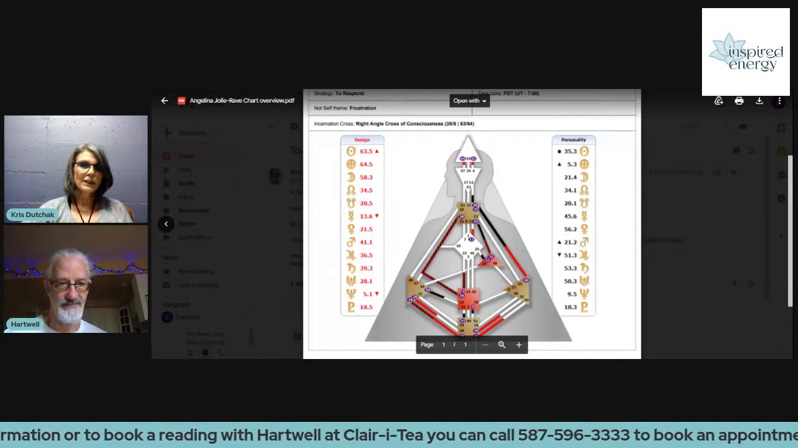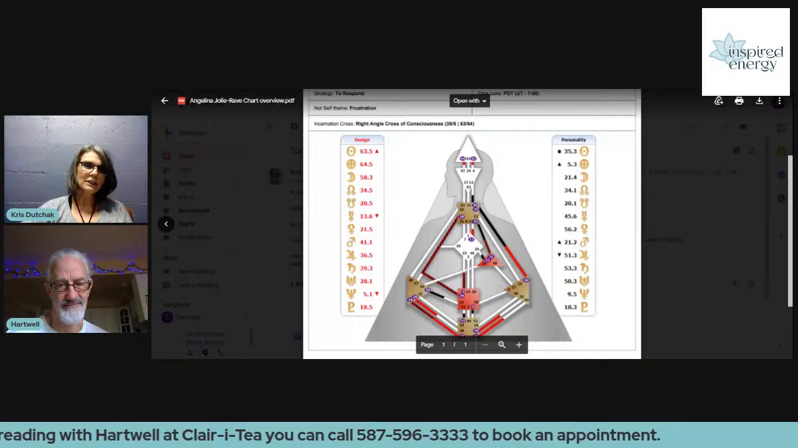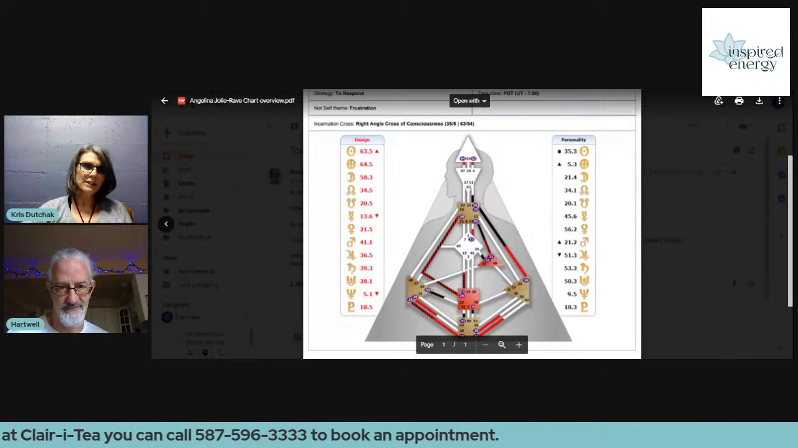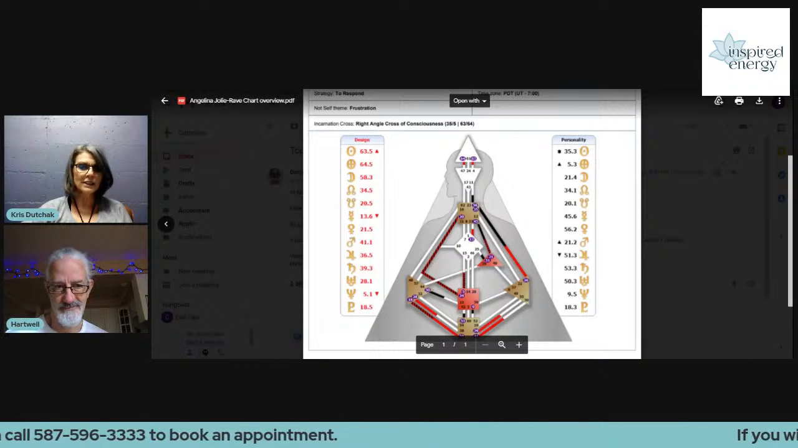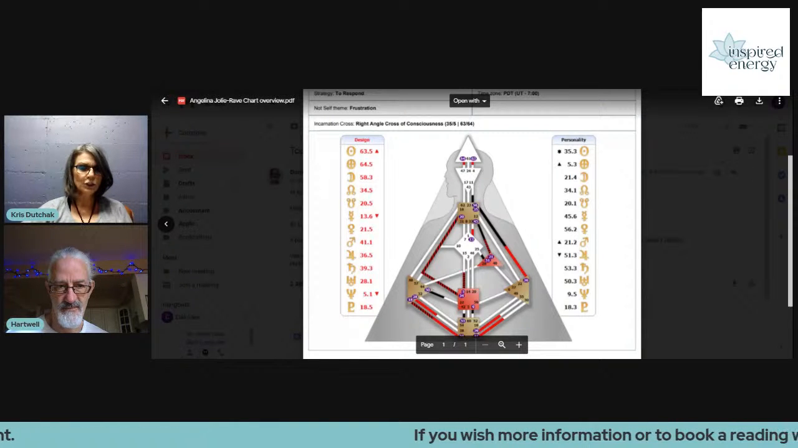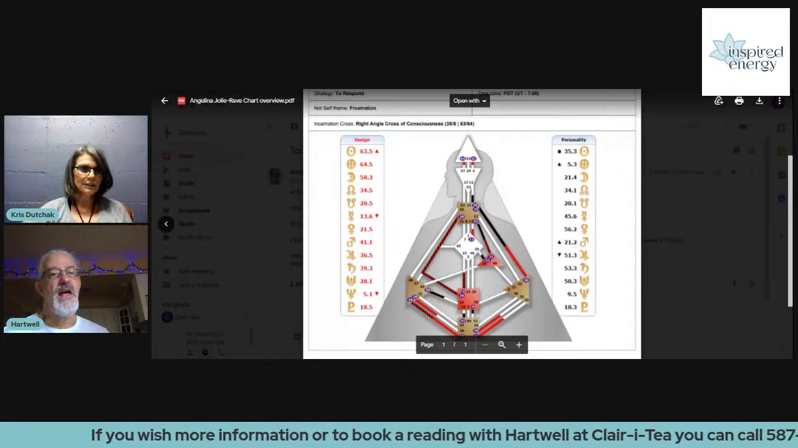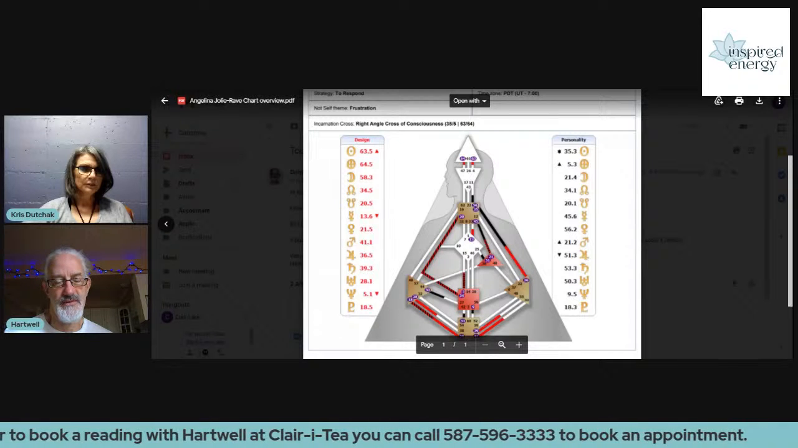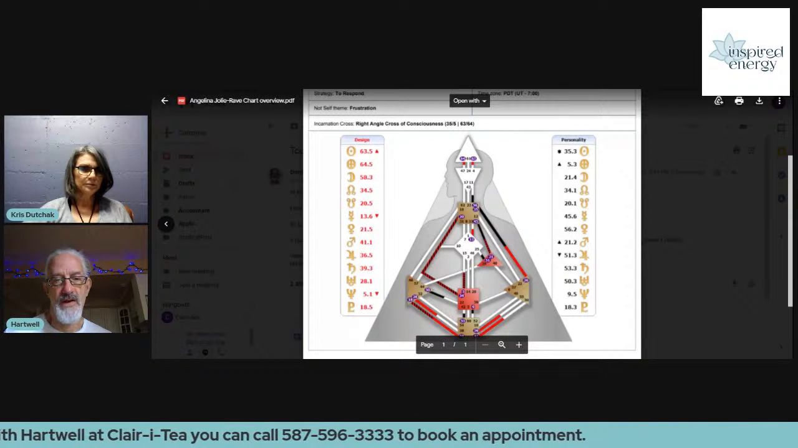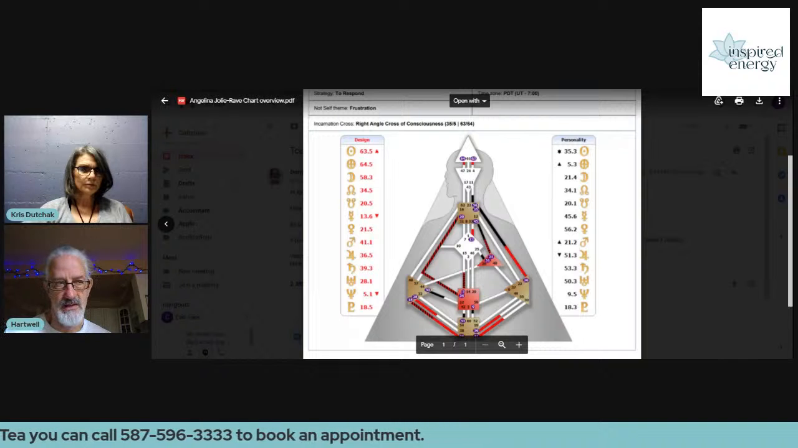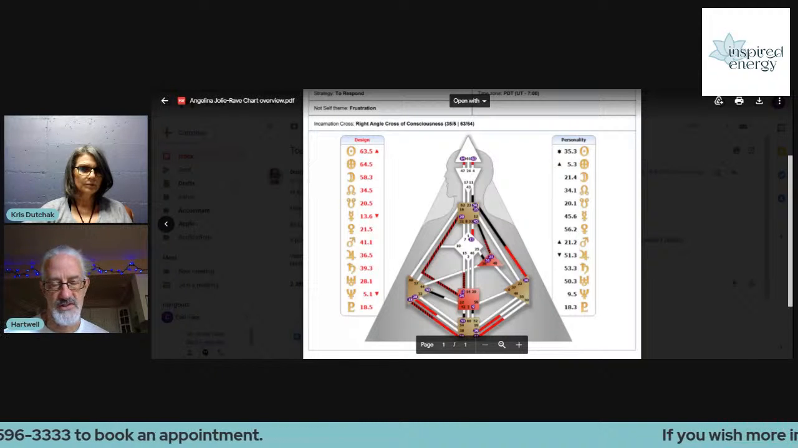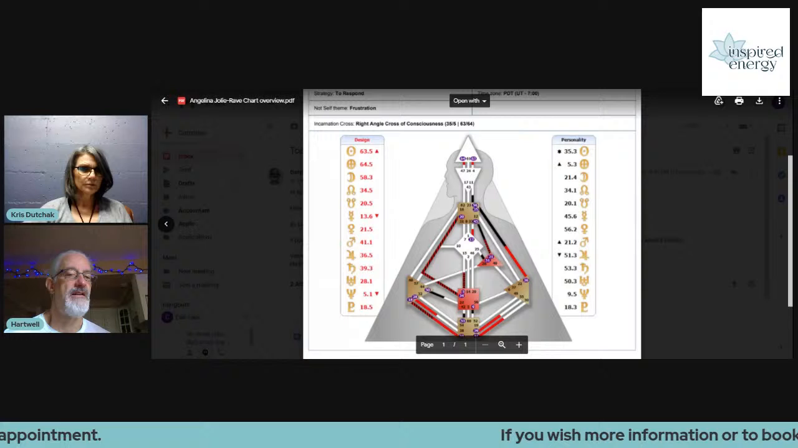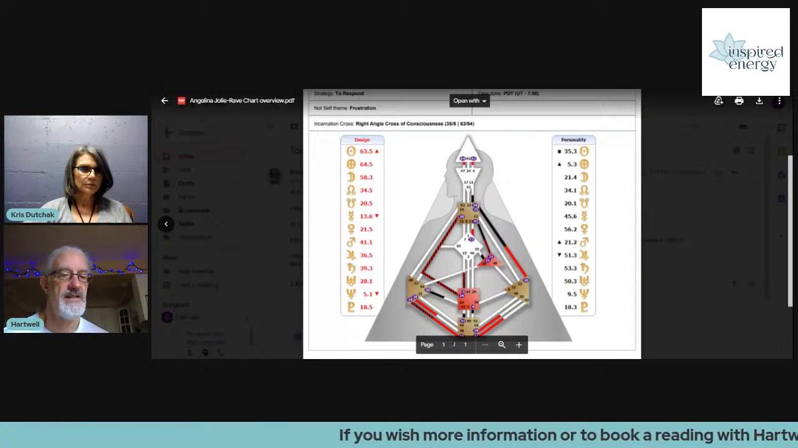So on this chart that's on the screen, there are areas that are white, and areas that are colored in. You described those as defined and undefined. Can you explain what those terms mean? For sure. This is the second binary that human design talks about. We had the first binary, the red and the black, the unconscious and the conscious. And now we have the binary of the defined and the undefined.